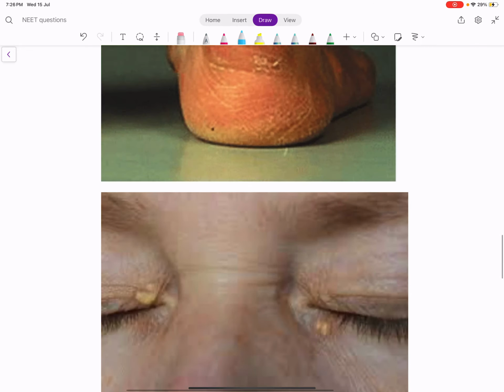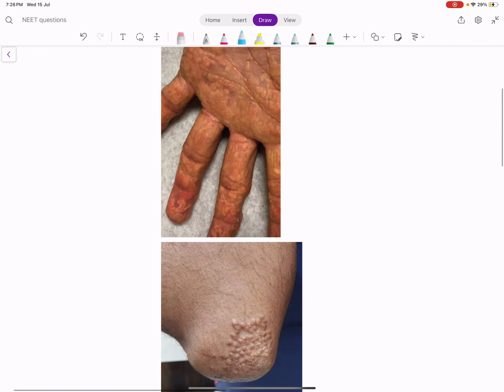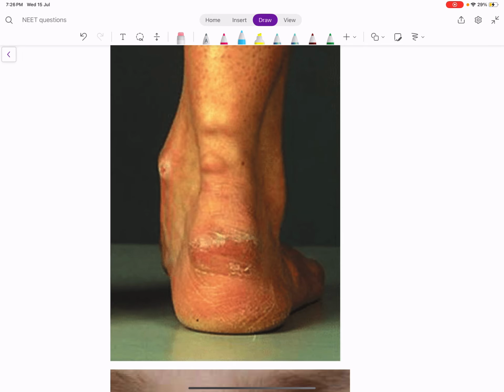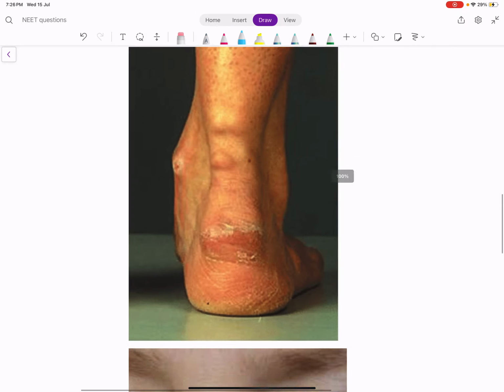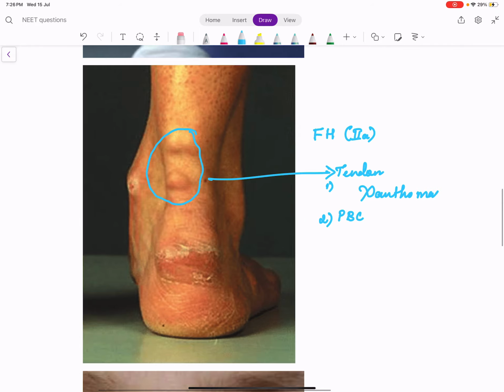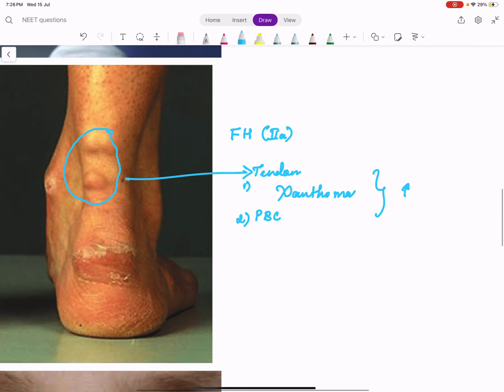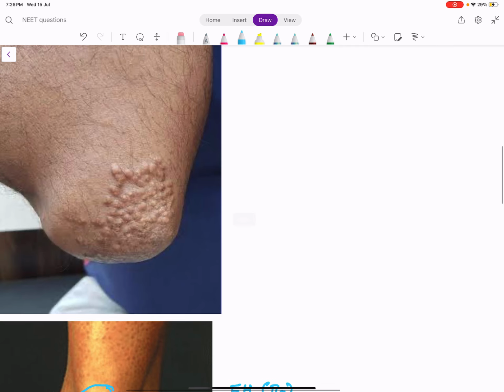Now since image based questions are there, I'll show images of a few terms. I just told you, in familial hypercholesterolemia or type 2A familial hyperlipidemia, this is what occurs. In Achilles tendon, we commonly get fat deposit. It is called tendon xanthoma. Tendon xanthoma is also a clinical finding in another disease called primary biliary cirrhosis. So in these two diseases, we get tendon xanthomas. So tendon xanthoma is due to increased LDL, if you remember, right? You can correlate with the clues.